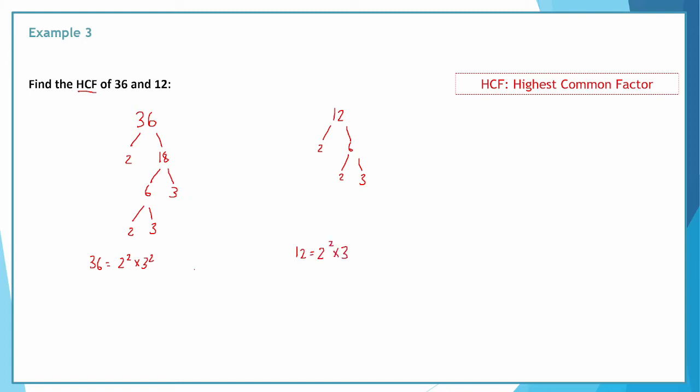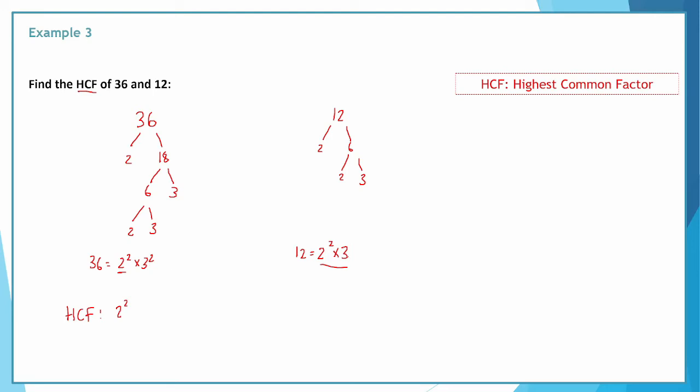Well, how do we use this information to find the HCF? If we write the HCF here, the way we're going to find it is we look at the numbers that are the same between here and here. We know that both of these have 2 and both of these have 3. Then we're going to pick the lowest power. This is 2 squared here, and this is 2 squared here, so that's the same. So we're just going to put 2 squared here. This is 3 squared here, and this is 3 here.